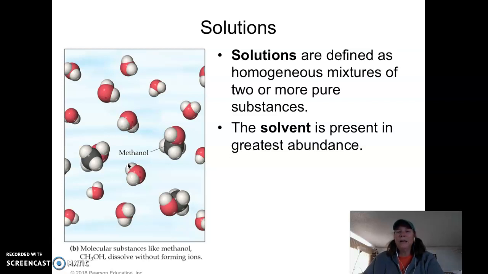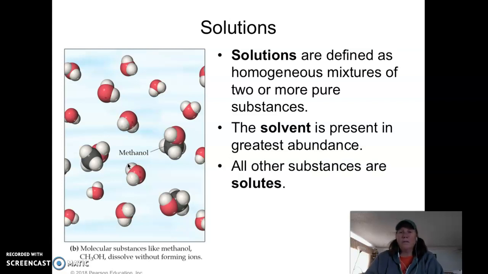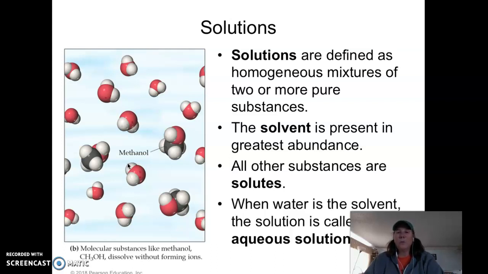But when we make a solution, there's parts to it. You have two substances. One dissolves, and that's called the solute, and one does the dissolving, and that's called the solvent. Like I said, water is the most common solvent. When you say something is aqueous, that means it's dissolved in water. So when water is the solvent, it's called an aqueous solution. And water is called a universal solvent because it dissolves most things. So it does a good job.